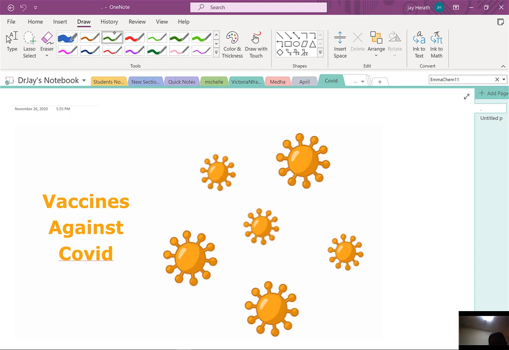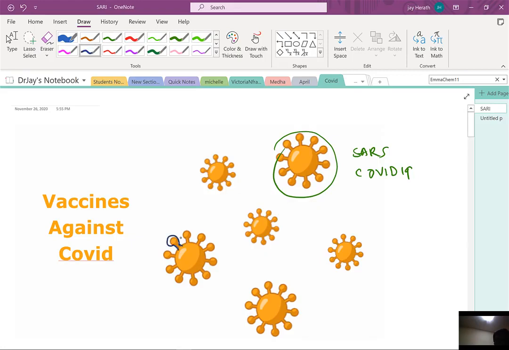Hi, we are going to look at how the vaccines against COVID virus work. The COVID virus is a coronavirus, and examples of these coronaviruses are SARS and COVID-19. They look like that, we all know that. What's specific about this one is that they have these spike proteins. That's the target: the spike proteins, or simply proteins.